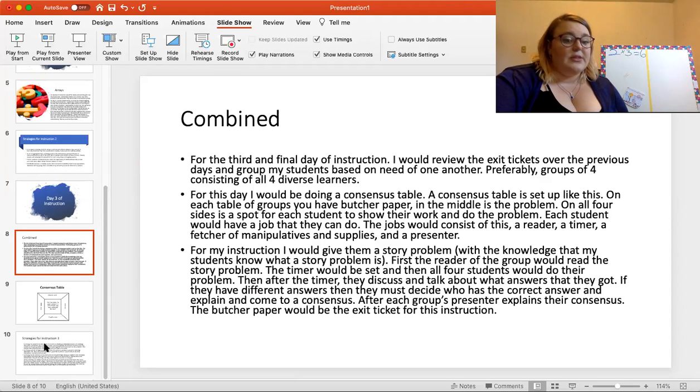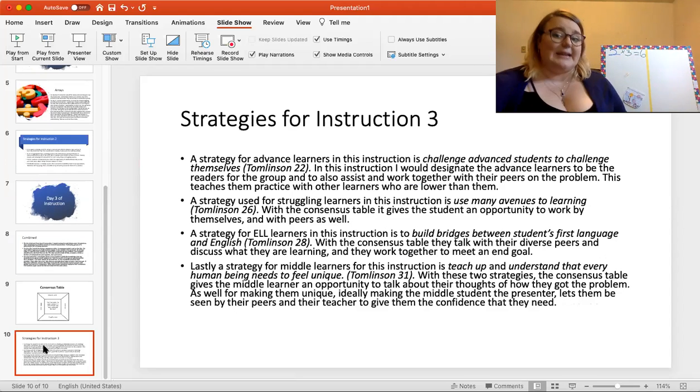So, the strategies that support my consensus table: a strategy for advanced learners in this instruction is to challenge advanced students to challenge themselves. In this instruction, I would designate the advanced learners to be the readers for the group and to also assist and work together with their peers on the problem. This teaches them to practice with other learners who are lower than them and be positive.